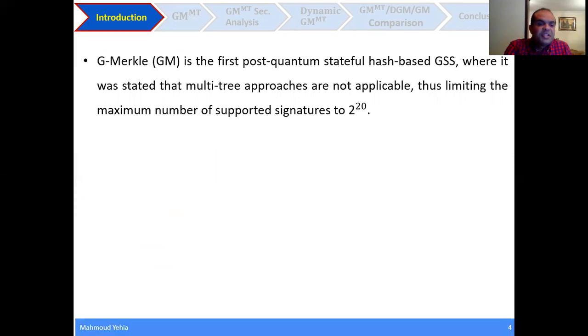In 2018, the group Merkle scheme was proposed as the first post-quantum stateful hash-based group signature scheme. It was stated that multi-tree approaches are not applicable, thus limiting the maximum number of supported signatures to 2 to the power 20.